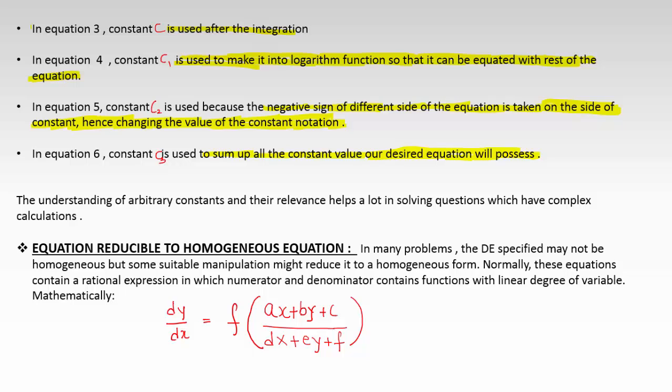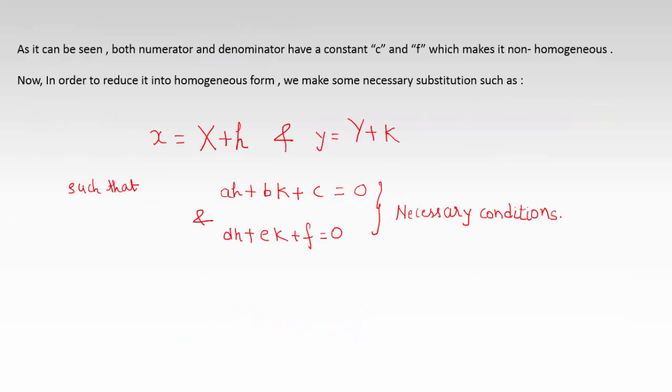Now clearly (ax + by)/(dx + ey) is a homogeneous expression, but there are some constants in the equation, that is c and f, which are preventing us from making it a homogeneous equation. So how do we eliminate them? We have to make some necessary substitutions in order to make it homogeneous and to eliminate the constants c and f from the equation. And how do we do that?